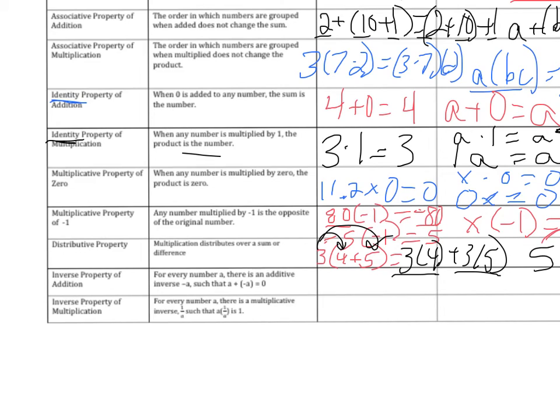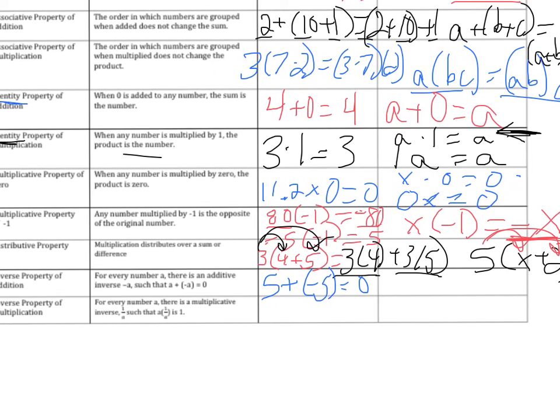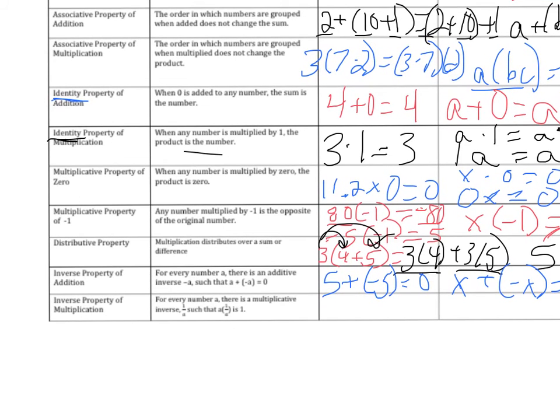All right, inverse property of addition. For every number a, there is an additive inverse, which we also called neutral pairs or zero pairs. So the additive inverse is the opposite of the original number. Any number plus its opposite is zero, and that's what the inverse property of addition states. So for example, 5 plus -5 is going to get you 0. An algebraic example of that would be x plus -x is going to equal 0. Anything plus its opposite is going to be 0, and that is the inverse property of addition.